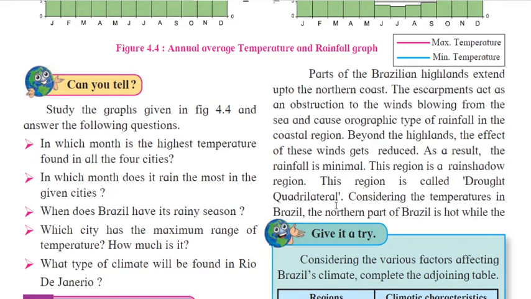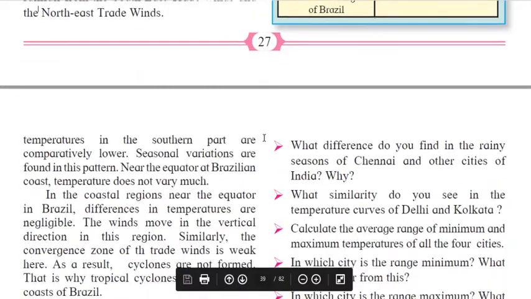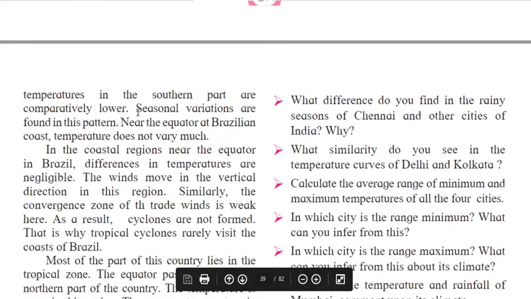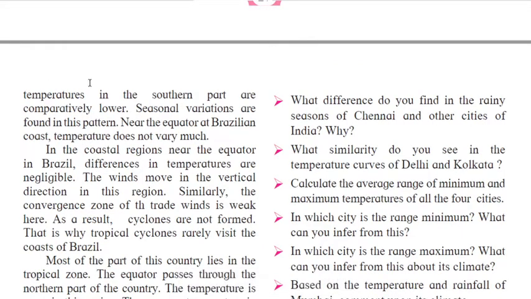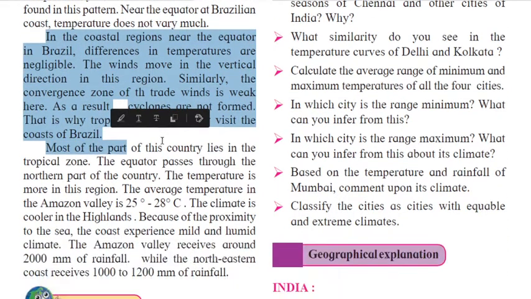Considering the temperature in Brazil, the northern part of Brazil is hot, while the temperatures in the southern part are comparatively lower. So I hope you have understood all these things. Seasonal variations are found in the pattern. Near the equator at the Brazilian coast, temperature does not vary much. In the coastal region, near the equator in Brazil, differences in temperature are negligible.